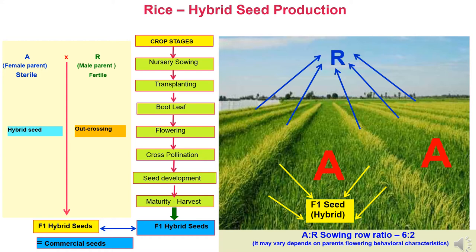And the various stages of seed production of crops are nursery raising of both male and female parents. After that, transplanting, boot leaf stage, flowering stage, then cross pollination, seed development and maturity to harvest. Male is harvested first just after completion of flowering and male should be chopped out. And at last, after female seed parent maturity, we have to harvest separately. And the seeds harvested from this female seed parent will be treated as F1 hybrid seeds, which are used for commercial cultivation.